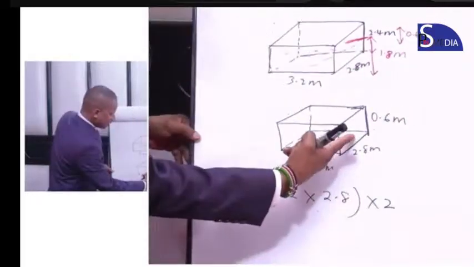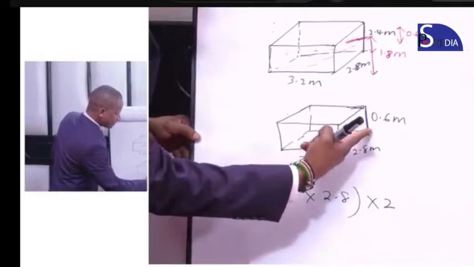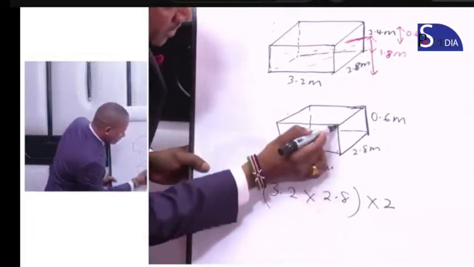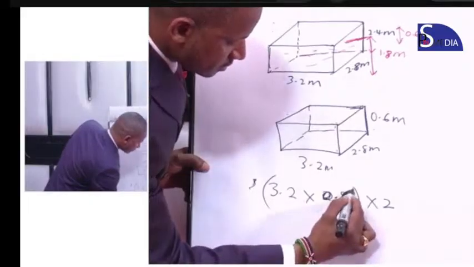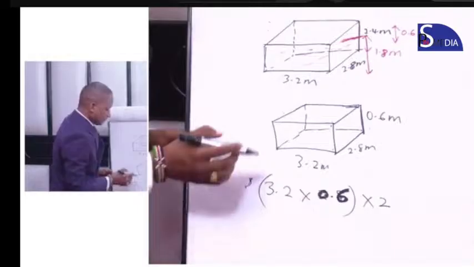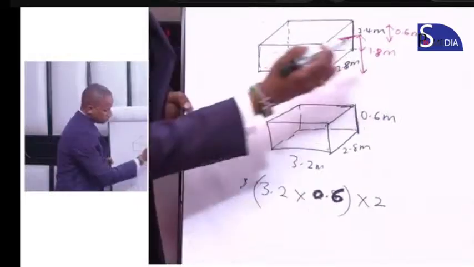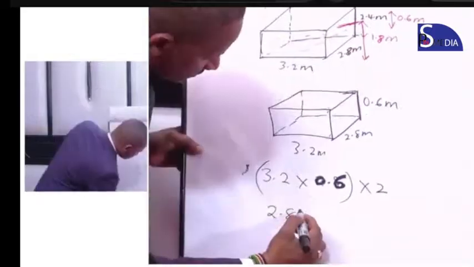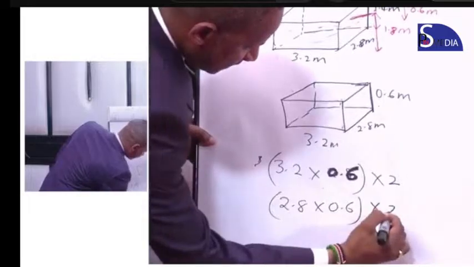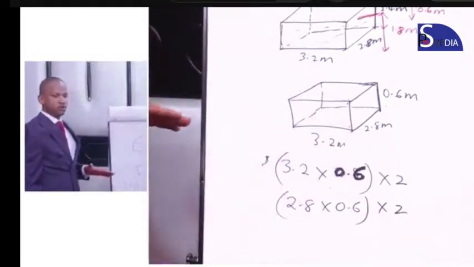So it is times, which is 3.2 by 0.6. It is 3.2 by 0.6 times 2. Then 2.8 by 0.6 times 2. That's all you need.